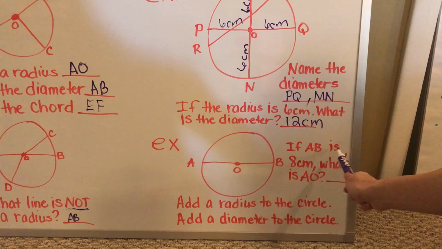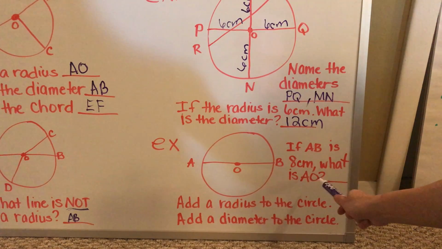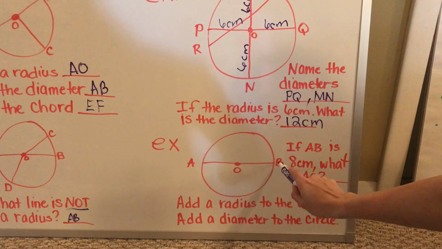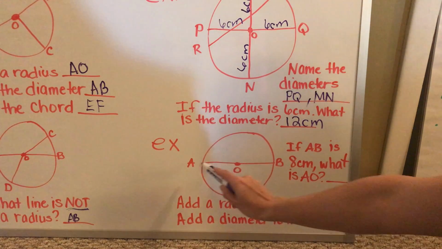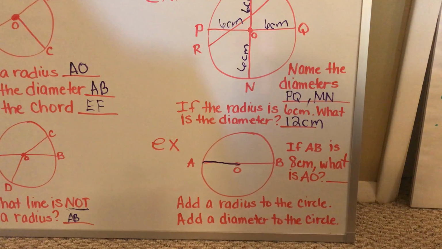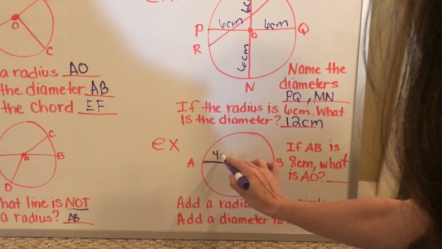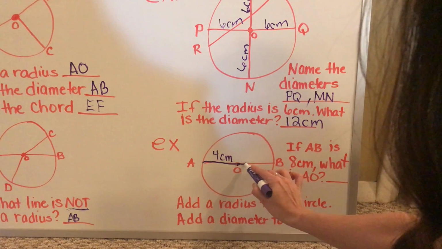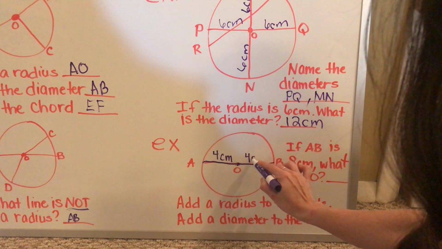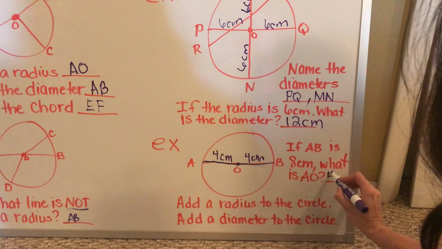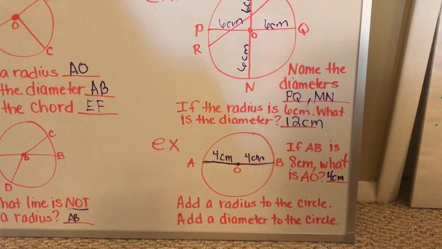Okay, so this says if AB is 8 centimeters, what is AO? So if all the way from A to B is 8 centimeters, AO, which is just half the line, would be 4. Because that side would be 4, and then this radius would be 4 as well. And when you add them up, it would make 8. So my answer would be 4 centimeters.